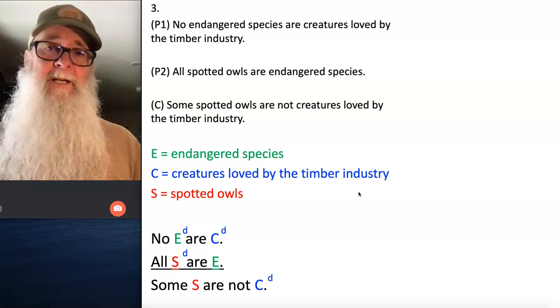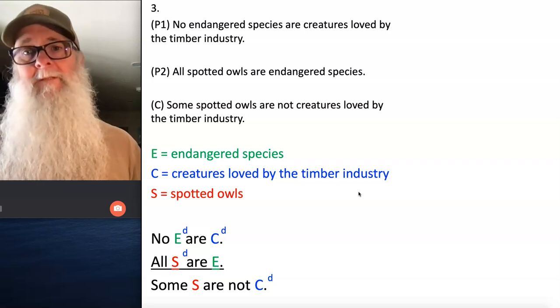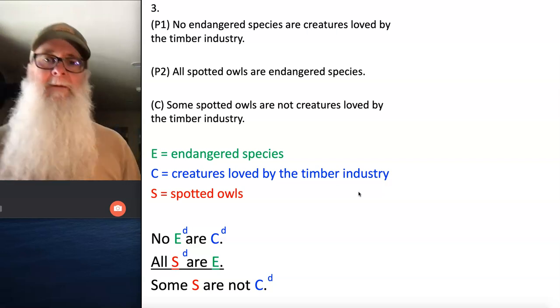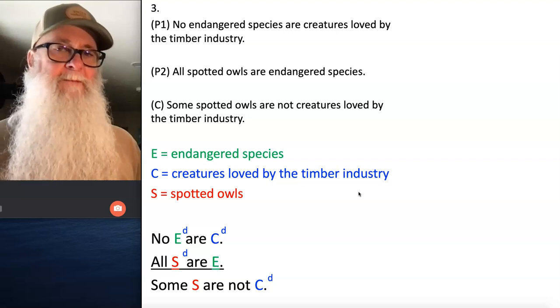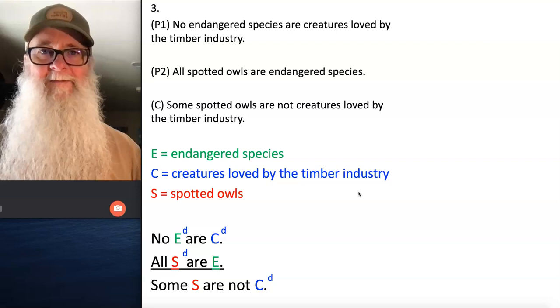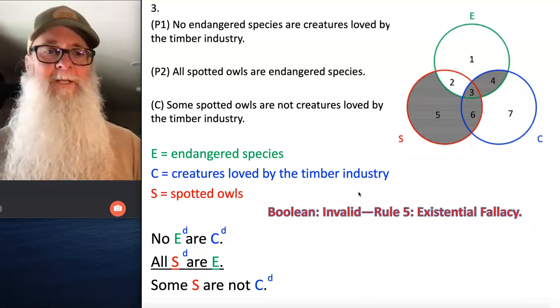Rule number 3 says we can't have 2 negative premises, and we don't. And rule number 4 says if you've got a negative premise, which we do, you better also have a negative conclusion, which we do. That brings us to rule number 5, and rule number 5 says you can't, from the Boolean standpoint, have 2 universal premises and a particular conclusion, and that's exactly what we have here. And so that would seem to indicate that this argument is invalid from the Boolean standpoint, right?